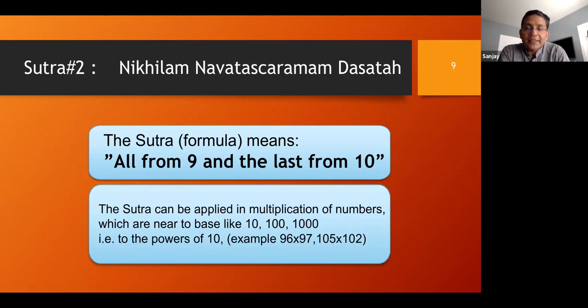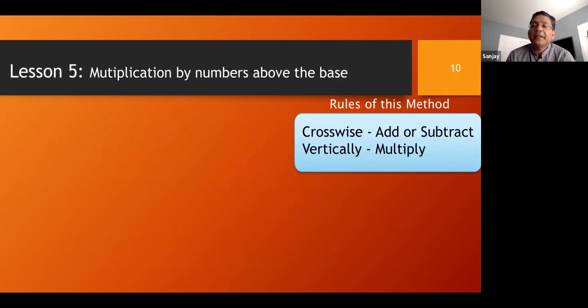You don't need to learn Sanskrit for this class, in case you had that question. You just need to know what that sutra means. You can apply this particular sutra in the multiplication of numbers which are near a base like 10, 100, 1000, so anything closer to the powers of 10. All right, so let's take an example so you get an idea of it.